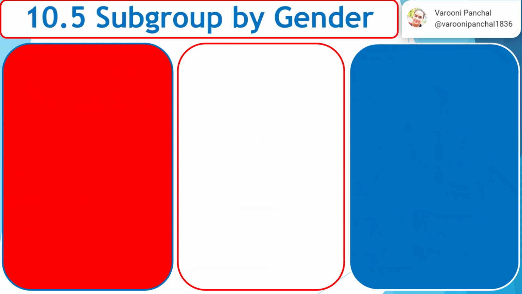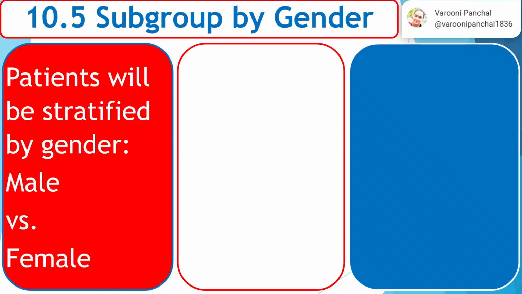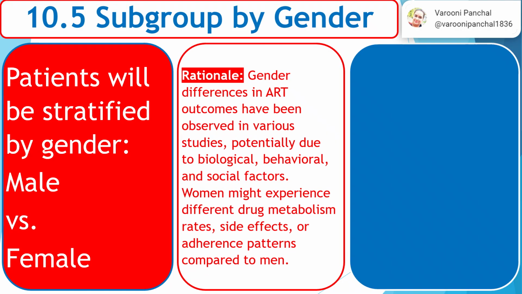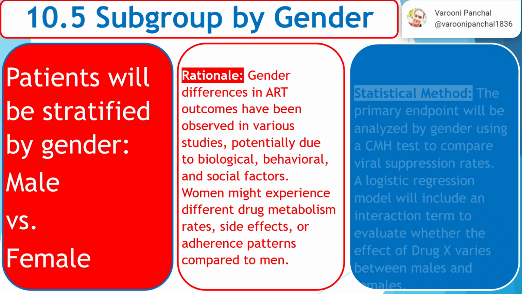Number 10.5, subgroup by gender. Patients will be stratified by gender, male versus female. Rationale: gender differences in ART outcomes have been observed in various studies, potentially due to biological, behavioral, and social factors. Women might experience different drug metabolism rates, side effects, or adherence patterns compared to men.